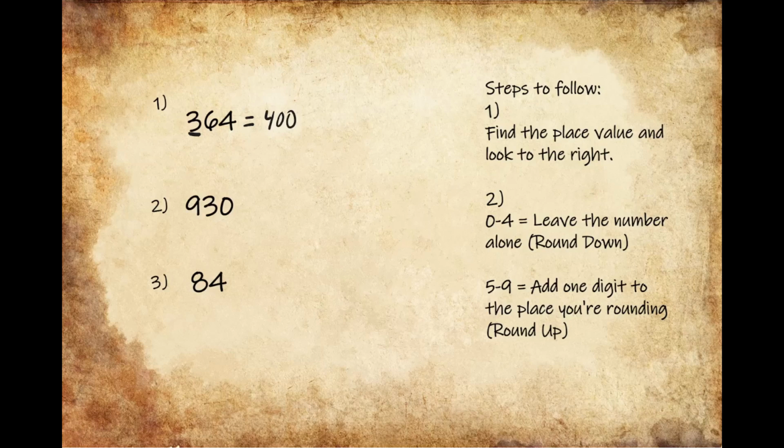So if we're rounding 364 to the nearest hundreds, we're going to have an answer of 400. So now looking at number 2 here, our first step is to go ahead and find the hundreds place value, which we can see here is a 9. So we're going to go ahead and underline it.